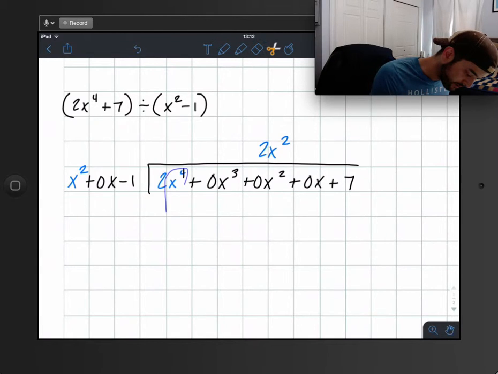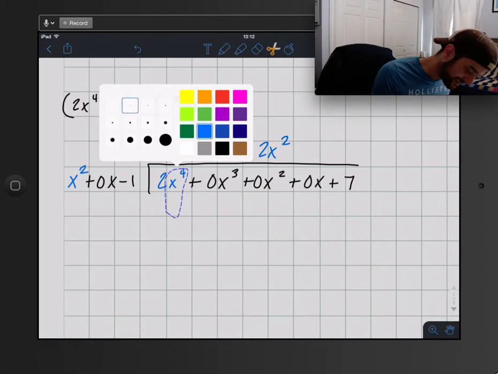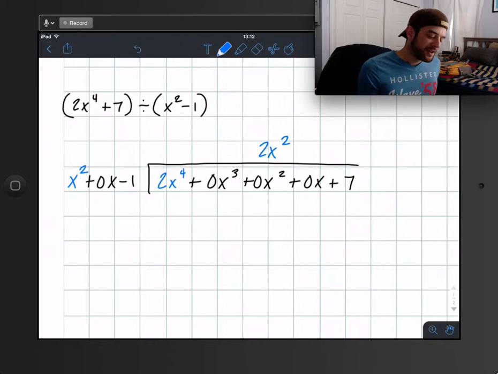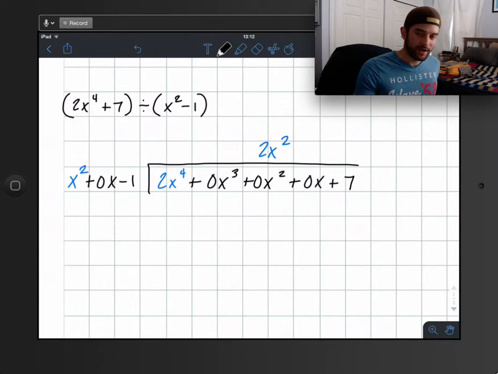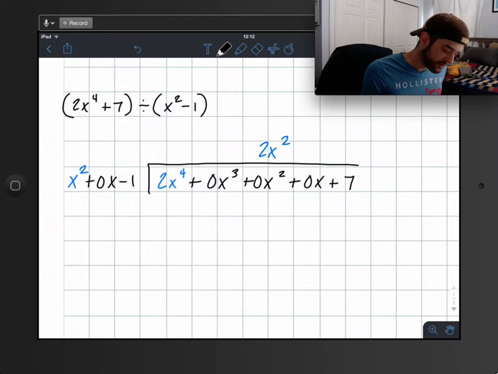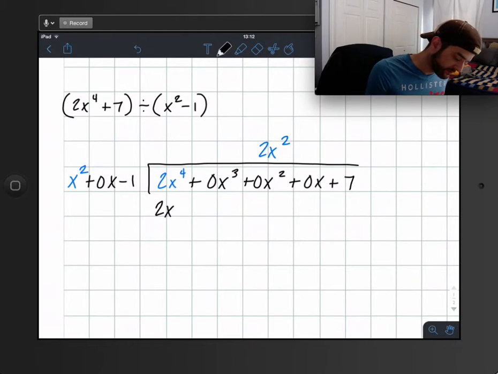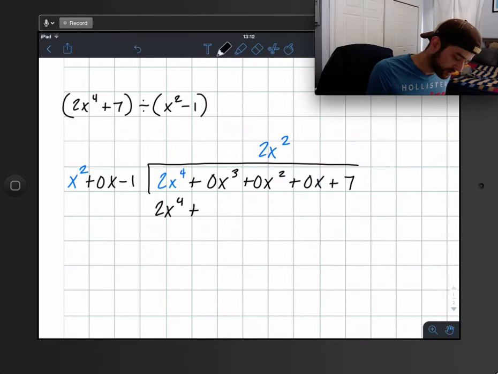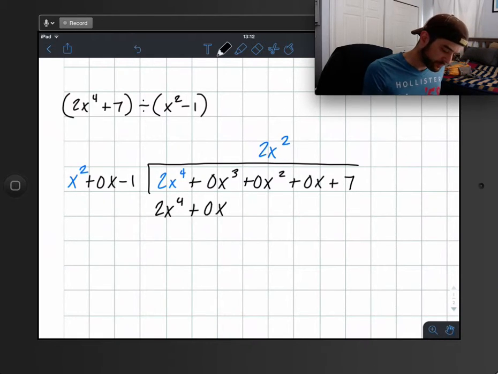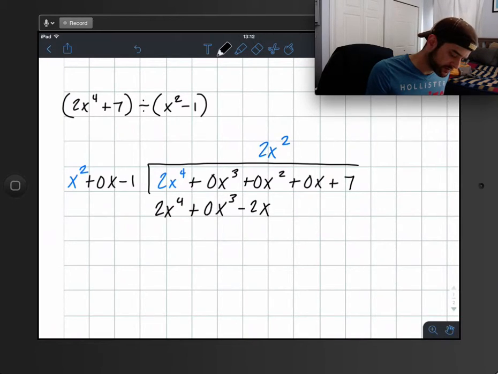And I'm going to distribute 2x squared over my divisor. So 2x squared times x squared is 2x to the fourth. 2x squared times 0x is plus 0x cubed. It's really 0, but 0x cubed. And then 2x squared times negative 1 is negative 2x squared.